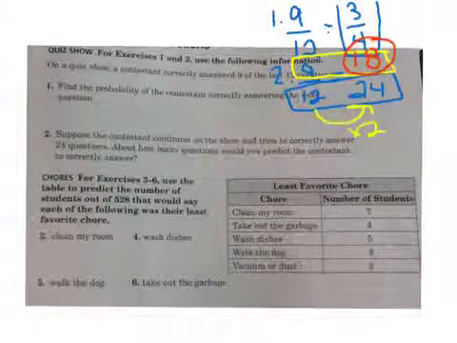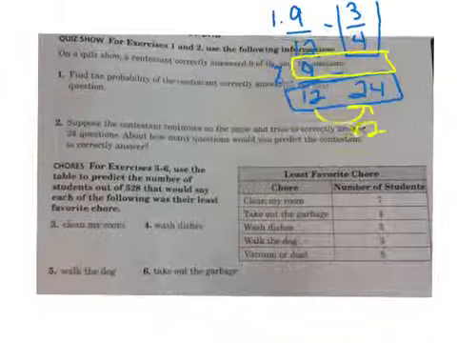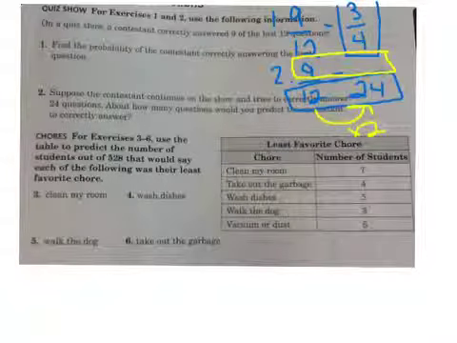Let's look at the next set of questions. Okay, so we have this chart here for exercises 3 through 6. We are going to predict the number of students out of 528 that would say which of the following was their least favorite chore. So we have cleaning our room, taking out the garbage, washing dishes, walking the dog, vacuuming, or dusting. So we need to figure out how many people would say that that is their least favorite chore.